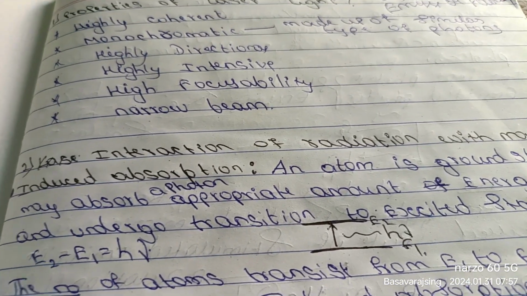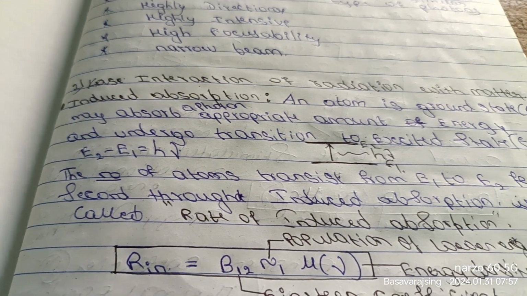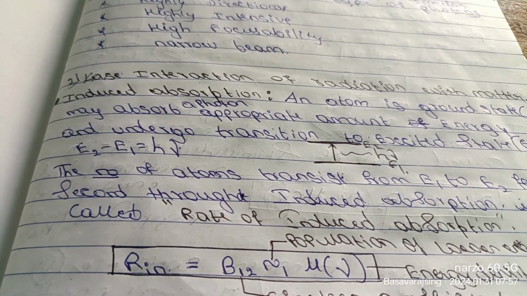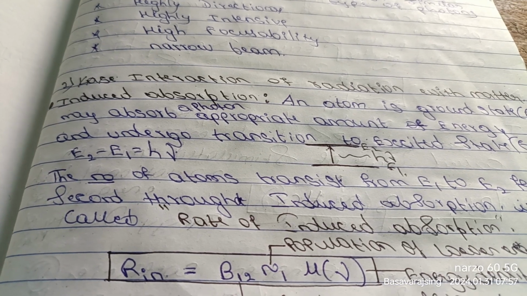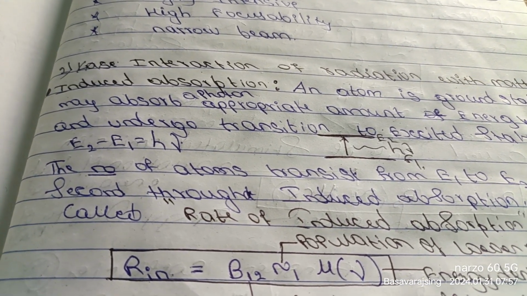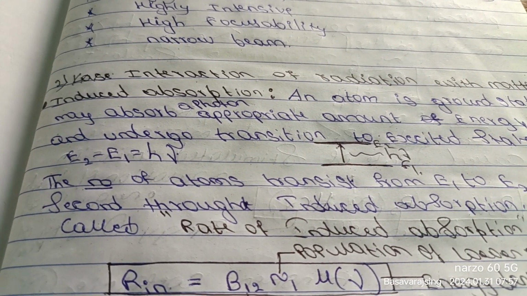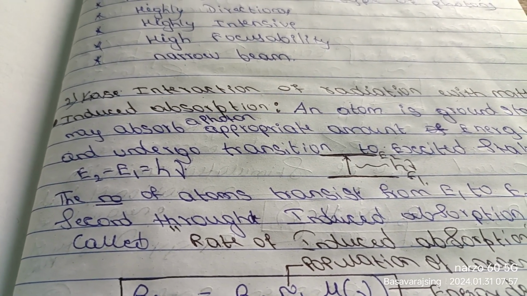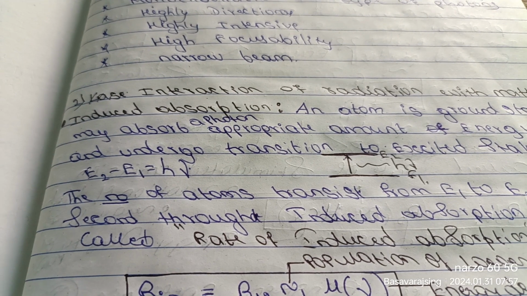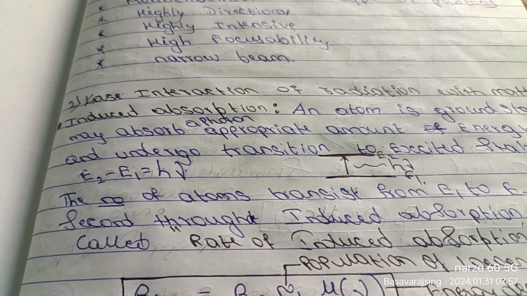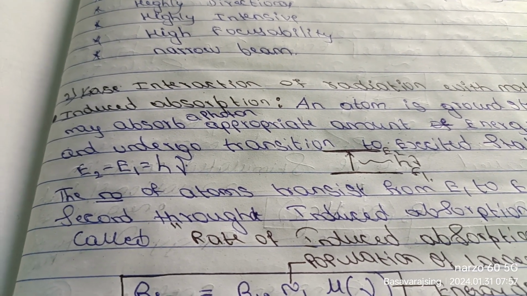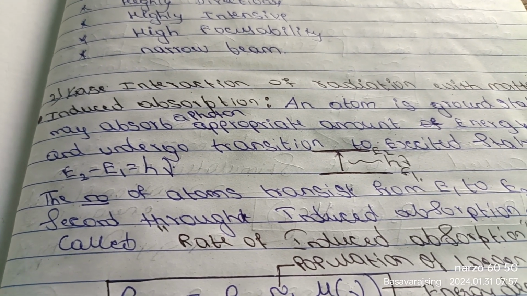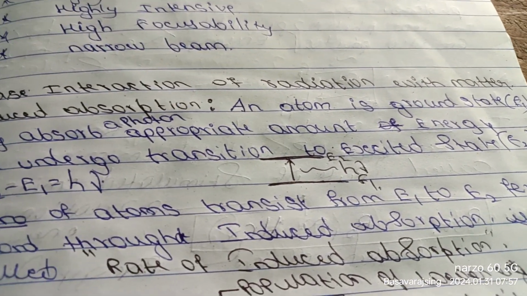Next we come to interaction of radiation with matter. Interaction of radiation with matter includes three subtopics: induced absorption, stimulated emission, spontaneous emission. Here we come to know what is induced absorption.